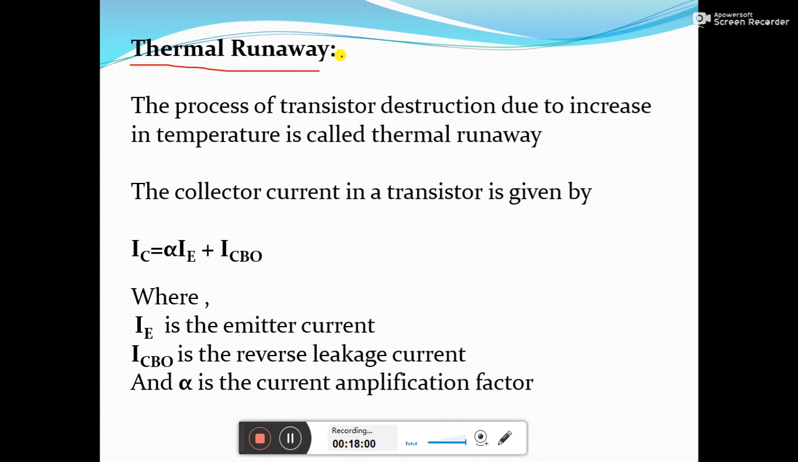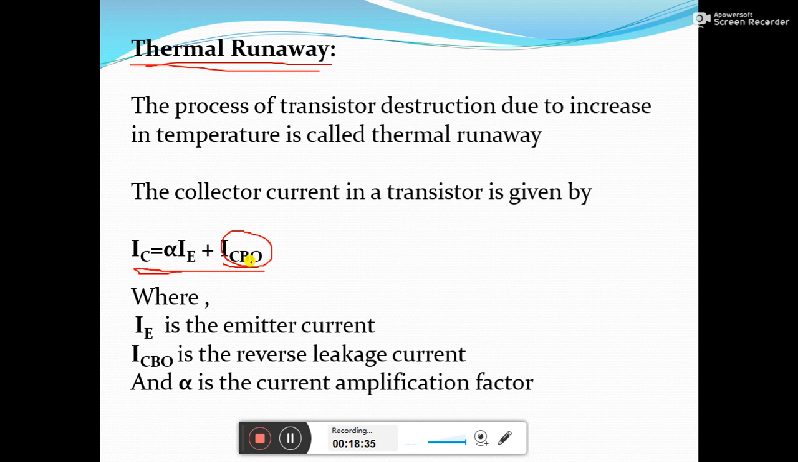Next one is thermal runaway. This is a process which is unavoidable. Typically this process is observed in power transistors, which are used in industrial applications, not in normal transistors. Remember, the output current IC is always dependent upon two factors. As we know, IC will be alpha times IE, in the sense some portion of the IE, plus a reverse saturation current, that is ICBO.